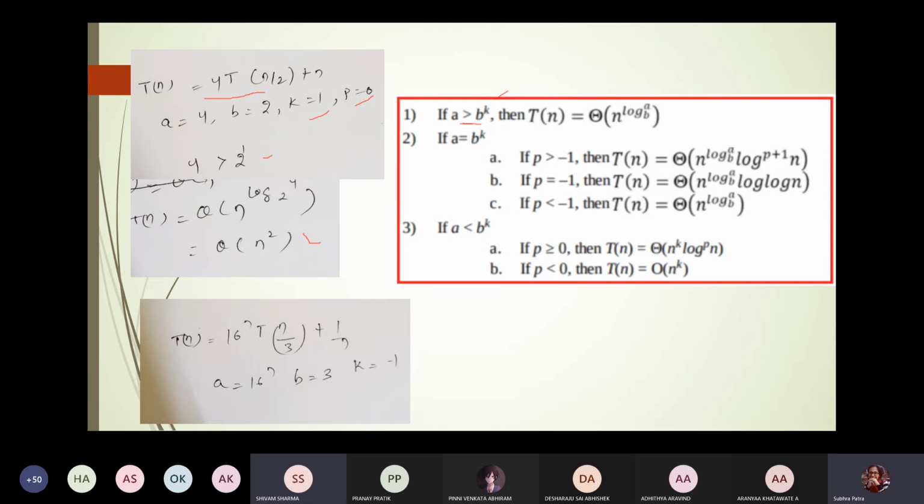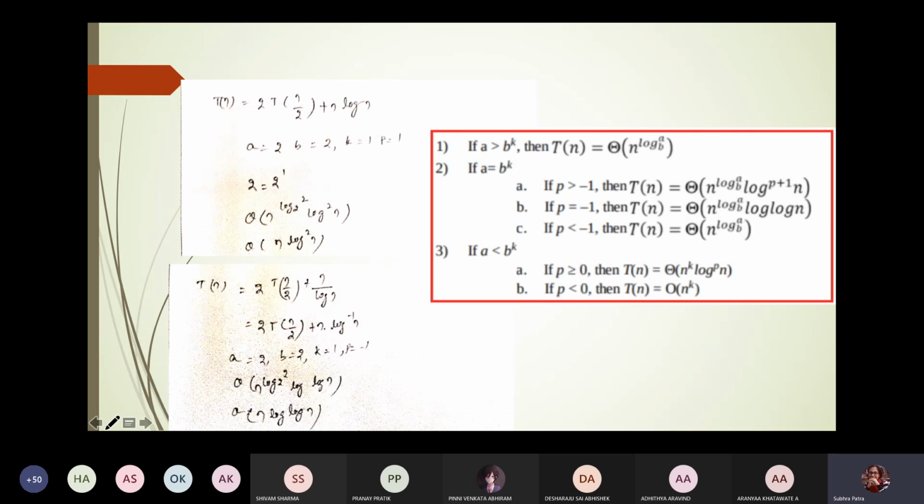Yes, ma'am. Now, similarly, let's take T(n) equal to 16 raised to n T(n/3) plus 1 by n. So here a equals 16 raised to n, b is 3, and k is -1, n to the power -1. But since a is not a constant, as per our definition, a should be a constant and greater than or equal to 1. So you cannot apply the master theorem concept here. Now we'll see the next problem.